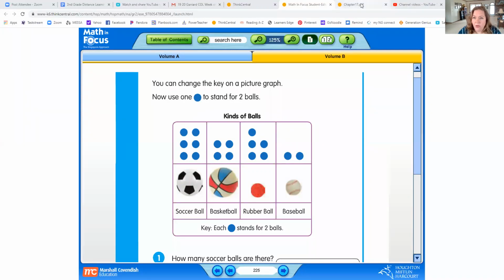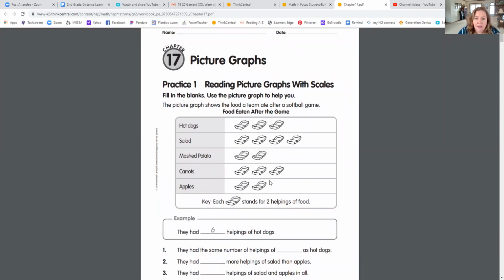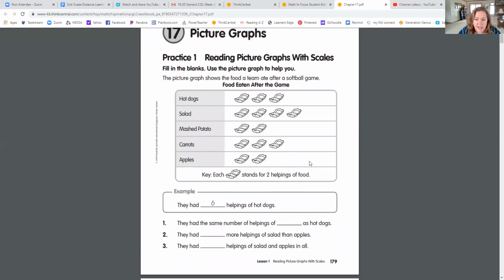Okay, your homework for today will be interpreting some data for some picture graphs. You're going to start on page 179 and it's going to go through 182. You are going to be using the Math in Focus Volume 2B. So make sure you're using that textbook or that workbook when you're looking for your homework. Remember to be careful to read your titles first so you know what kind of information you're dealing with. And the next most important thing, make sure you're understanding what the key is telling you.